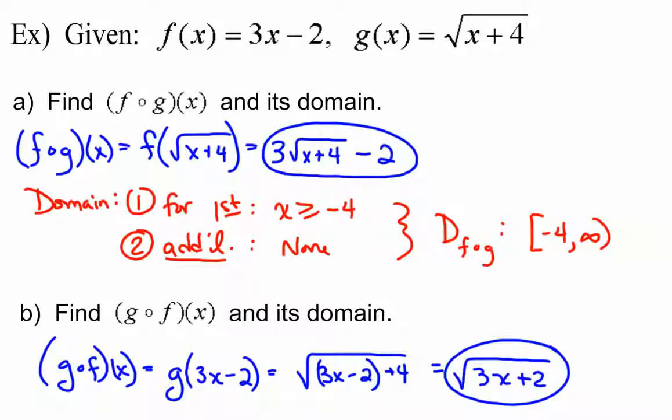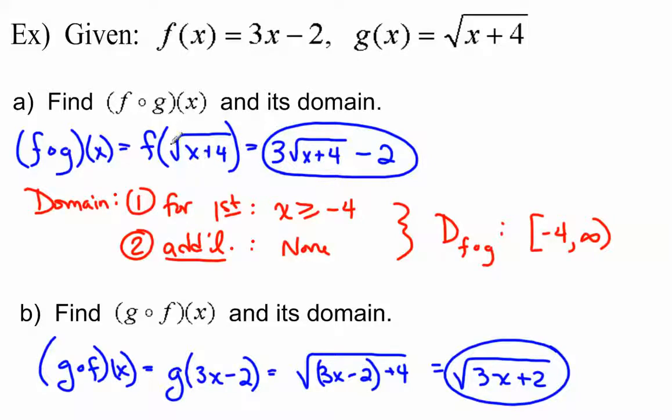Here's another example of finding domain for composite functions, and this one's got radicals in it. So if I have f of x is 3x minus 2 and g of x is the square root of x plus 4, can I find, first of all, f of g and then its domain? Okay, well, f of g, first figure out what g of x is, the square root of x plus 4, and then we're going to do f of that.